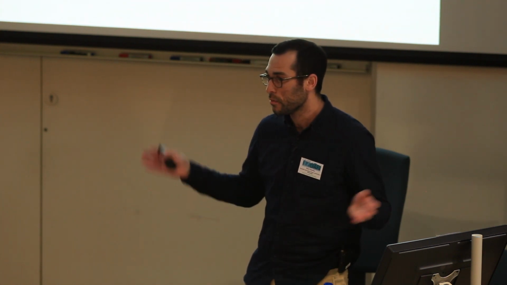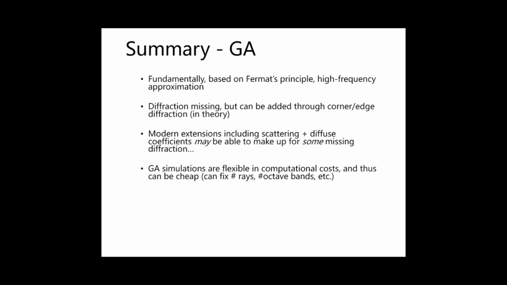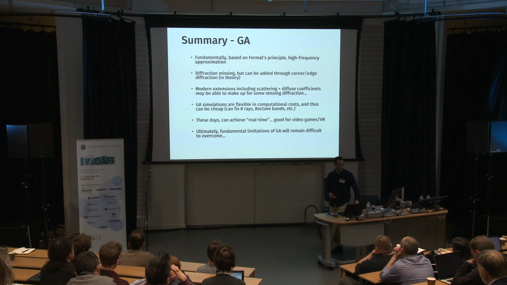Now, the advantage of geometrical acoustics, of course, is that they can be computationally cheap. They're very flexible. You can build an impulse response with any number of rays that you want. You can shoot out 6 rays, 10 rays, 10,000. And you can choose how many octave bands you want to do. So there's a lot of flexibility, which makes it very good for real-time applications. But there are those fundamental limitations which are difficult to overcome.